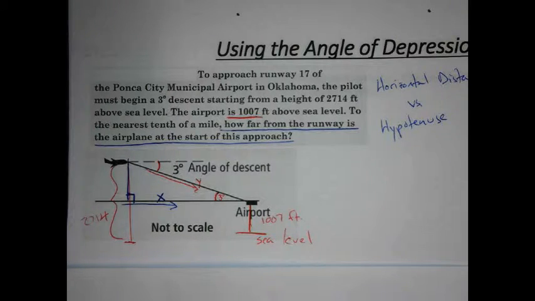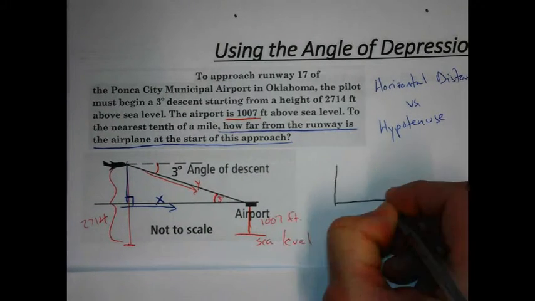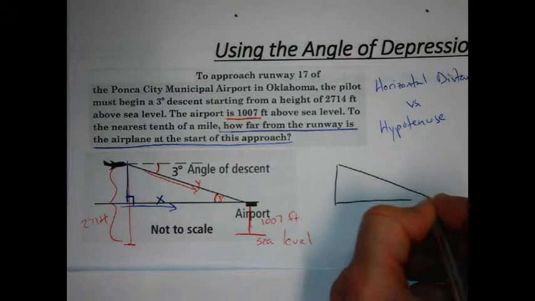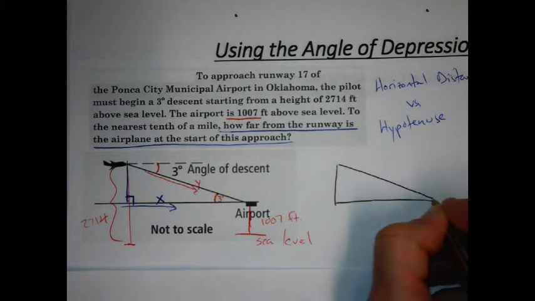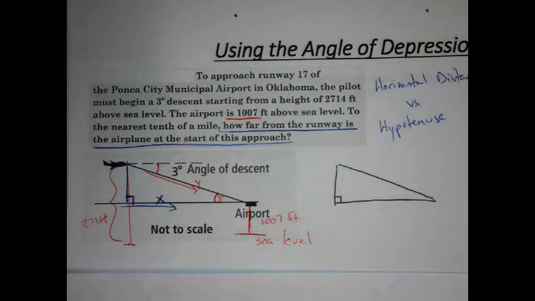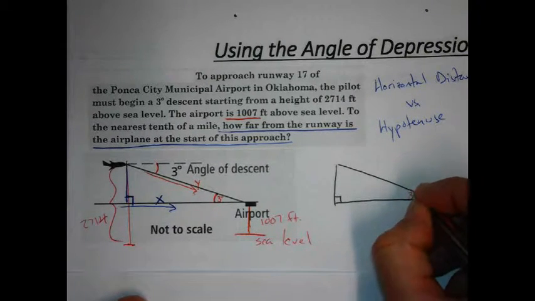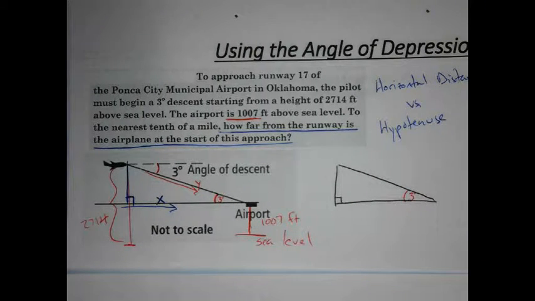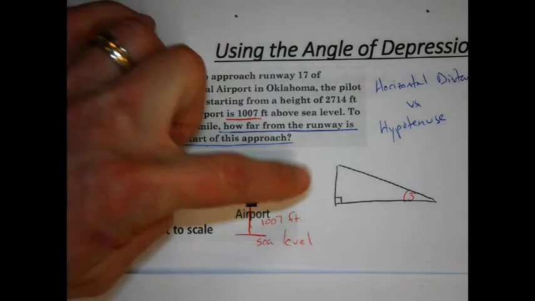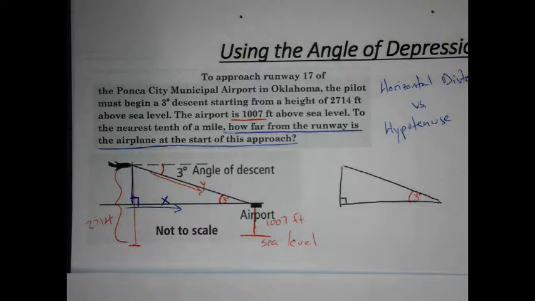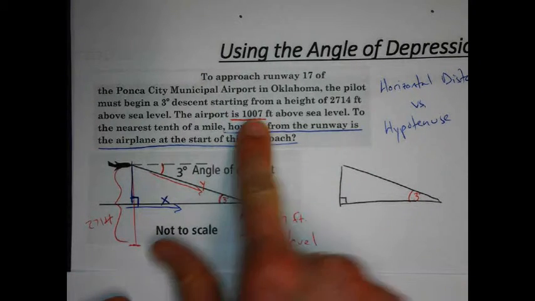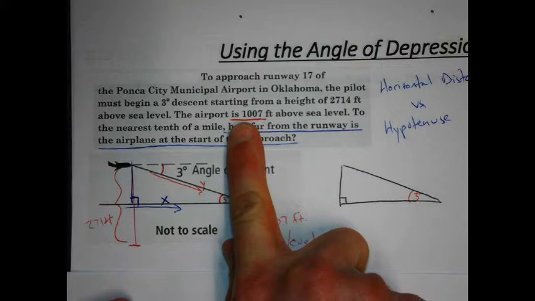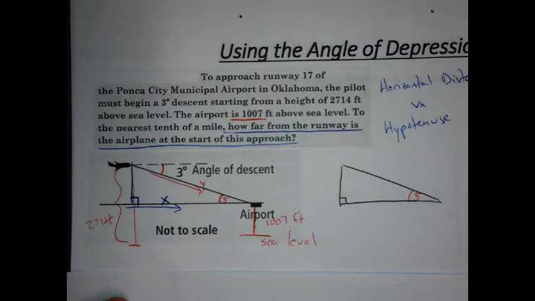So let's dive in. Okay, what I'm going to do since I made a mess of the picture, since I want to figure out what it is that we are working with, our right triangle. We are working with a 3-degree angle of elevation, which is the same thing. And we have to figure out our height. Now our height is not going to be 2,714. Our height is also not going to be 1,007, but what we get when we subtract the two. And so we're going to do a quick subtraction deal.